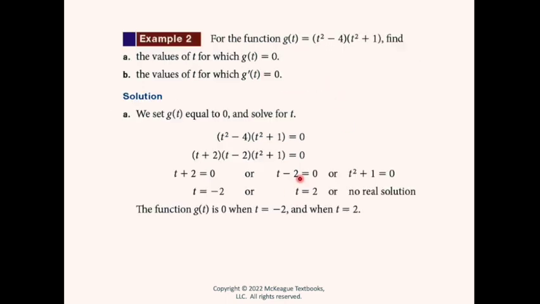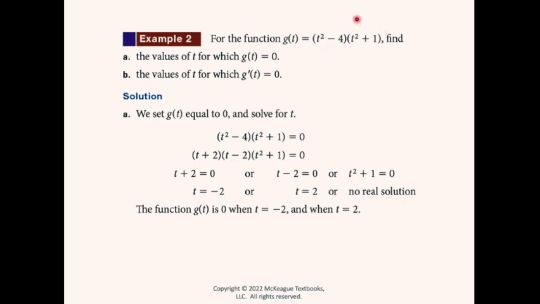Looking at example 2, we have the function g of t is equal to t squared minus 4 times t squared plus 1. Now, I could multiply that out first and then use the power rule to take the derivative of each of the terms. But since we're talking about the product rule in this lesson, we're going to practice with the product rule. So in part A, we're going to find the values of t for which g of t is 0. And then we're going to find the values of t for which g prime of t is 0. And we're going to talk about the difference between these two.